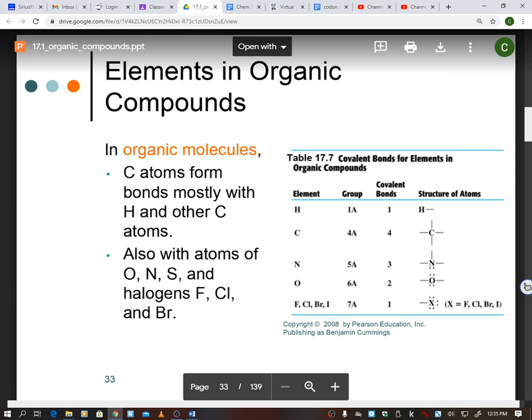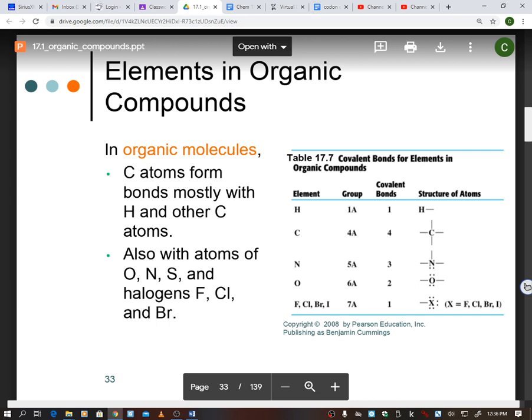So let's see here. Carbon atoms form bonds mostly with hydrogen and carbon. So fill your notes out. You're going to be getting points for doing this. Also, they can form bonds with oxygen, nitrogen, sulfur, and then of course our halogens, we've already seen them do that.